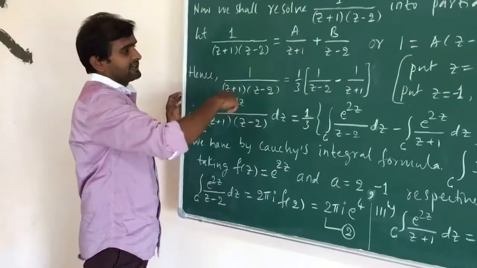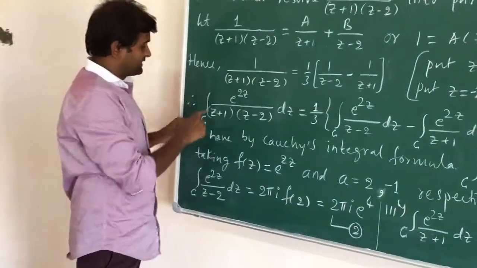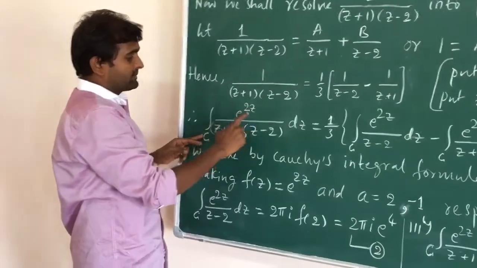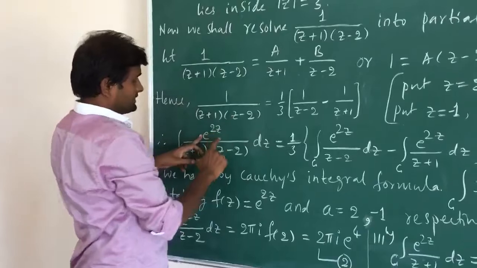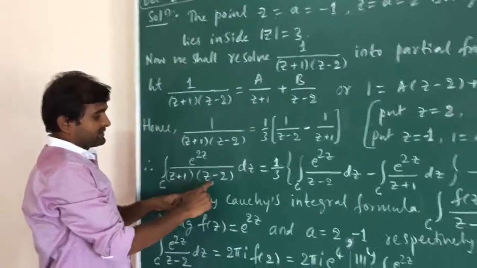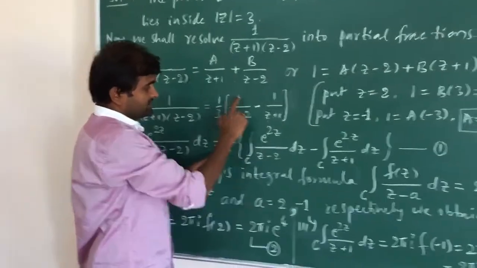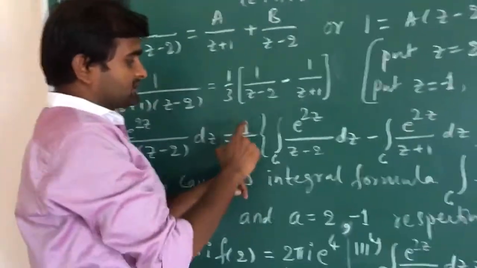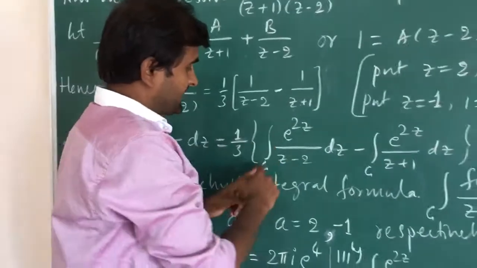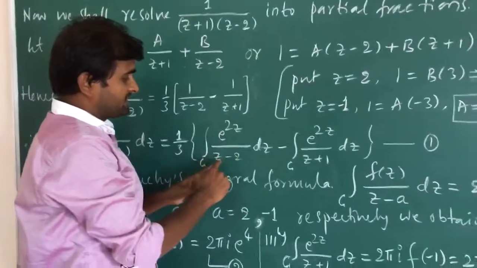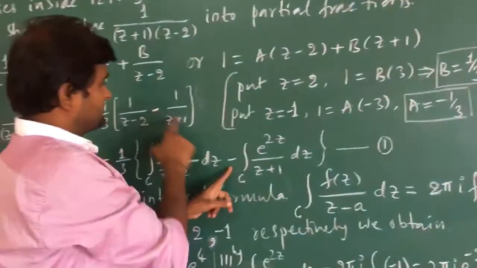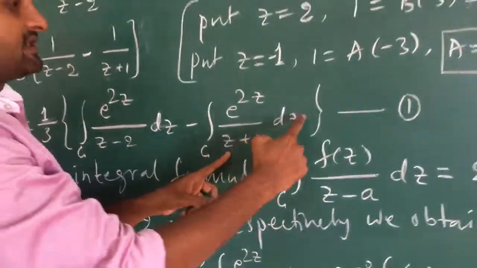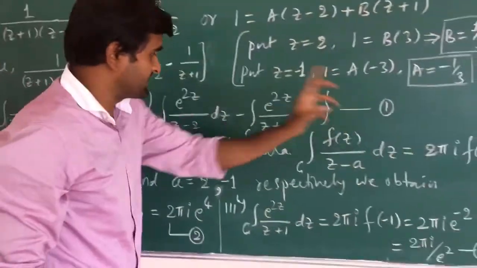Now taking integration on both sides, the integral over C of e raised to 2z divided by (z plus 1) into (z minus 2) dz equals, after the partial fractions, 1 by 3, which is constant and taken outside, times the integral over C of e raised to 2z divided by z minus 2 dz, minus the integral over C of e raised to 2z divided by z plus 1 dz. I am calling this equation 1.